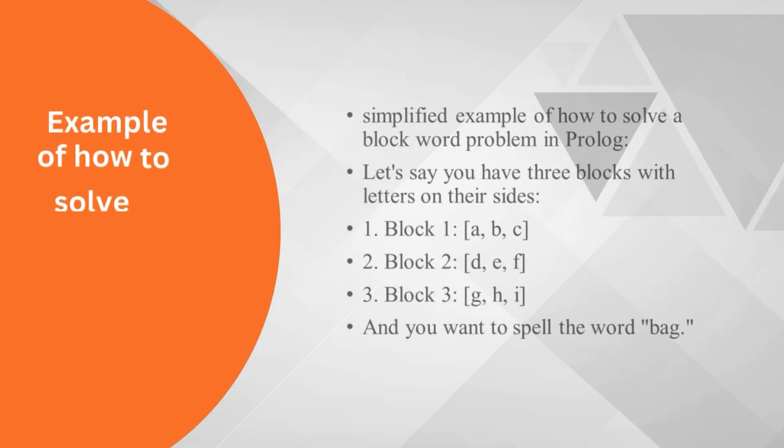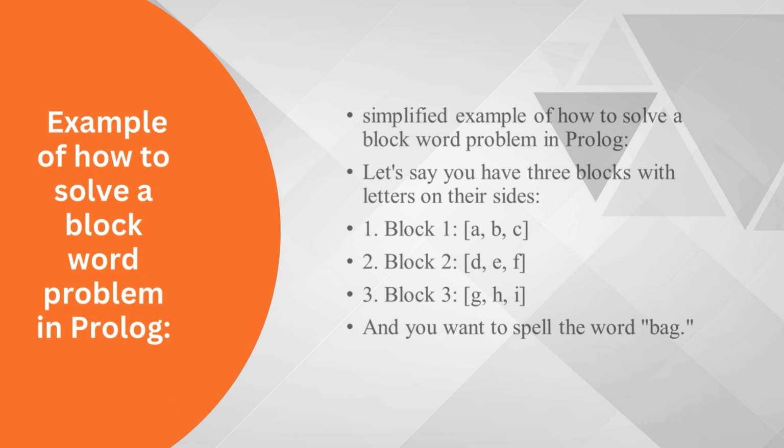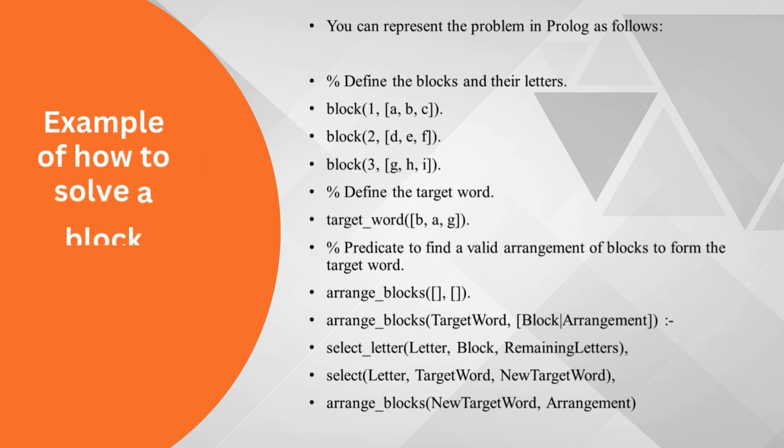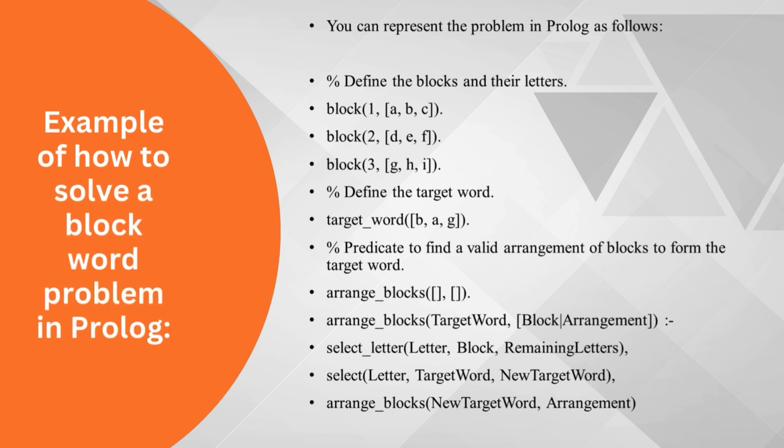Let us say you have 3 blocks with letters on their sides. Block 1: A, B, C; block 2: D, E, F; block 3: G, H, I; and you want to spell the word beg. You can represent the problem in Prolog as follows. First, define the blocks and their letters. block(1, [a, b, c]). block(2, [d, e, f]). block(3, [g, h, i]).